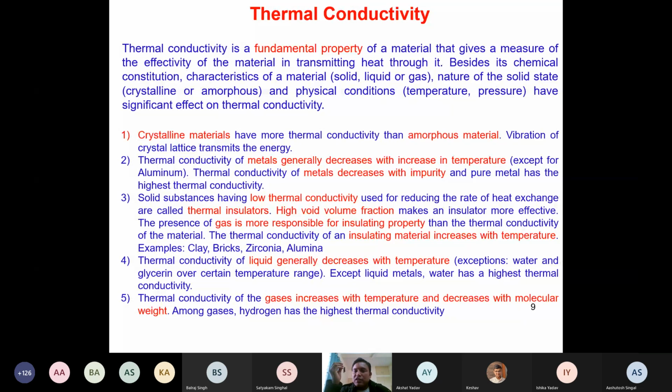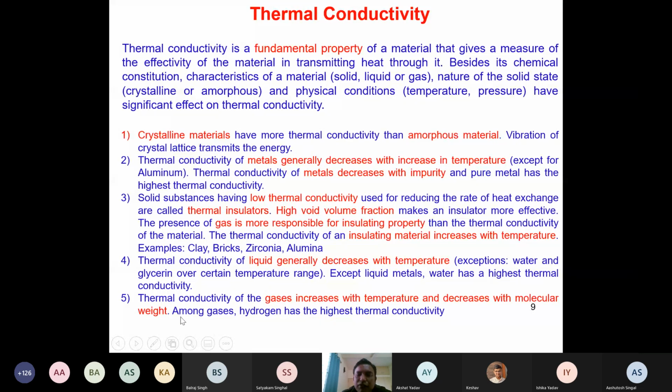The exceptions are water and glycerin. For water and glycerin, the thermal conductivity increases for a certain range of temperature. Except for these, the thermal conductivity of liquids decreases with temperature. This is similar to viscosity. Remember, even the viscosity of liquids decreases with the increase in temperature. Again, except for the liquid metals, water has the highest thermal conductivity.